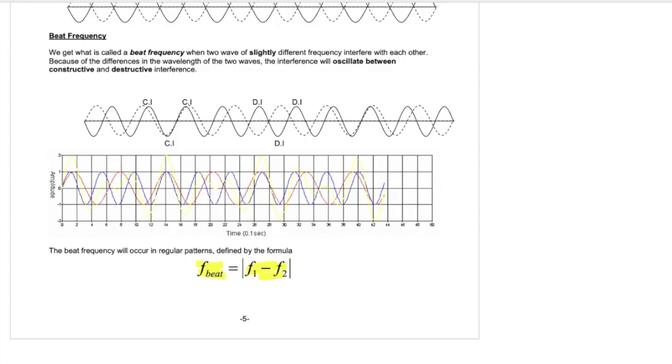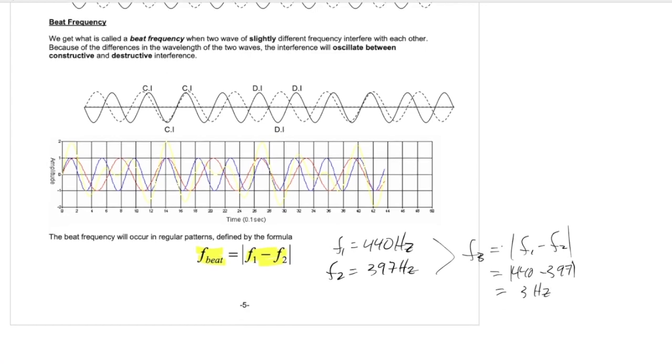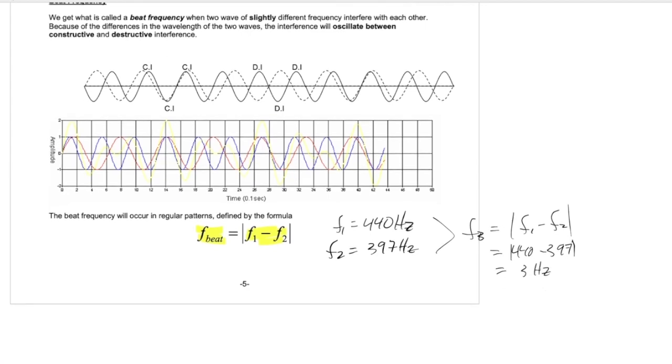And so that's the concept of the beat frequency. So it's just the absolute value of the difference between the two. So an example, let's say we have one note, our F1 is equal to 440, and our second frequency is equal to 397 hertz. So the beat frequency is just equal to the absolute value of the difference between the two. It doesn't matter which way you subtract, I should say. You're just going to take the positive value anyway, and 3 hertz. So the interference that you would hear would be varying 3 times per second. And that's it.